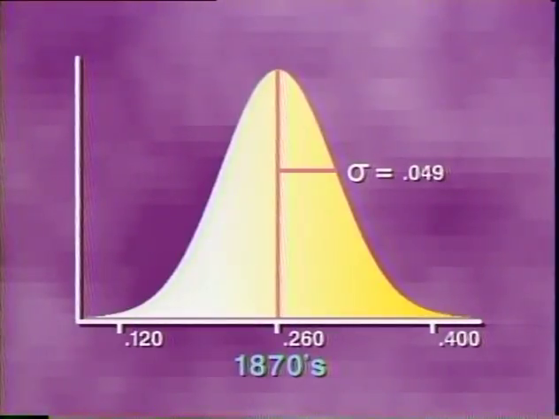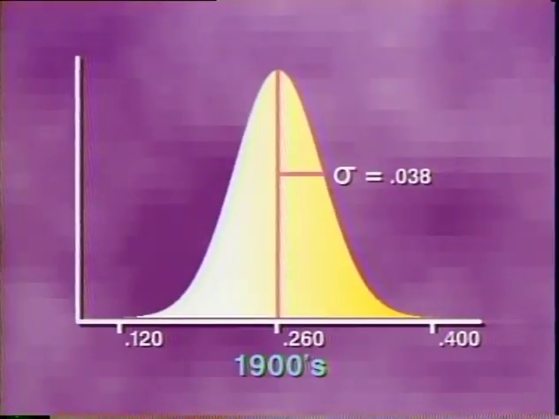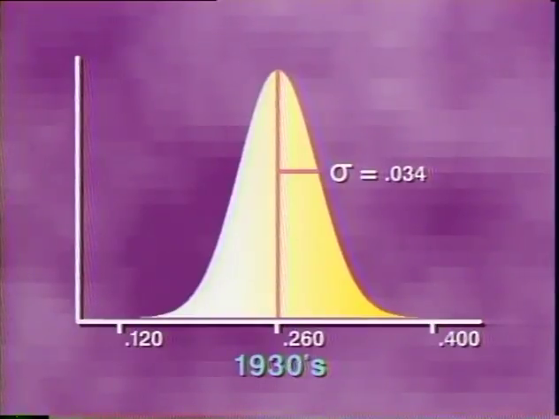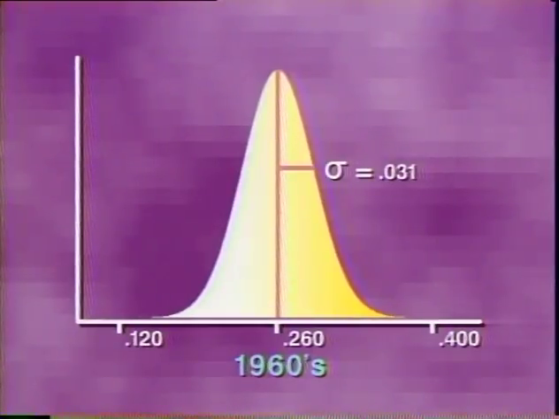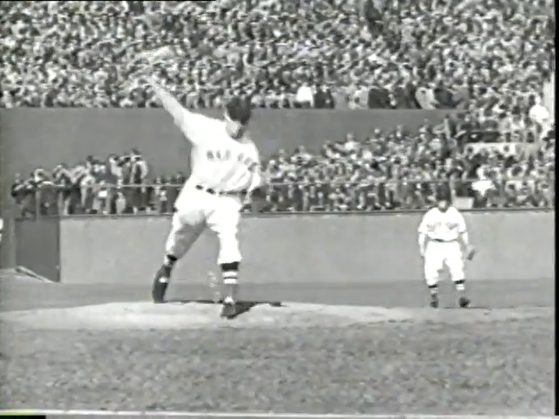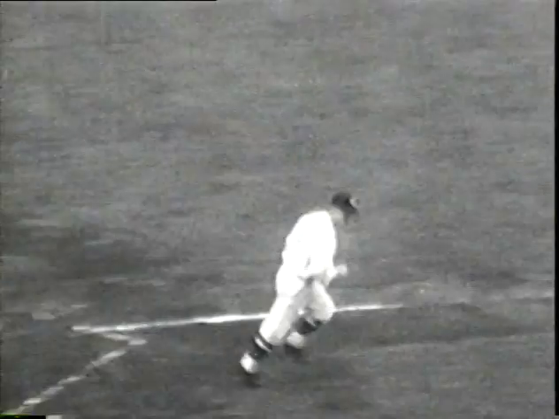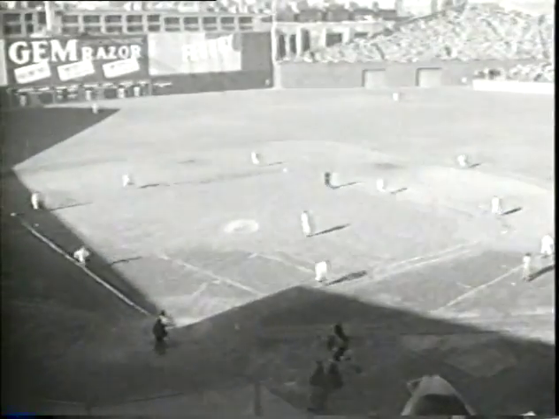We see here the distribution of batting averages in the 1870s. The mean at .260, the standard deviation at .049. Over the years, the mean has remained constant, but the standard deviation has steadily decreased. There's less variation between the best and worst hitters. Now that's the statistical way of saying that everyone has gotten better. Pitchers, fielders, and batters.